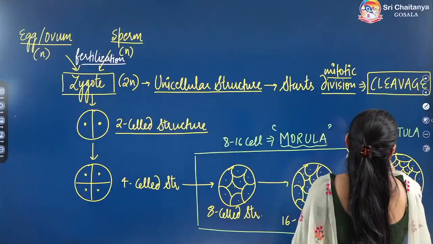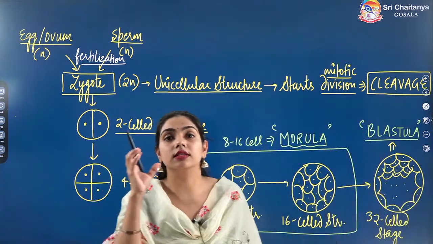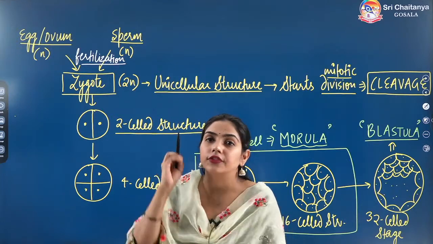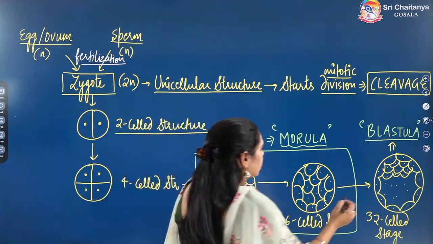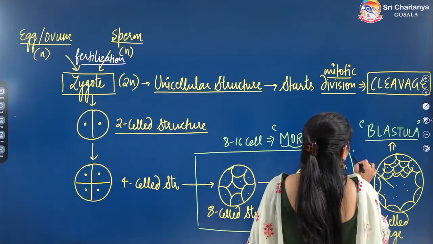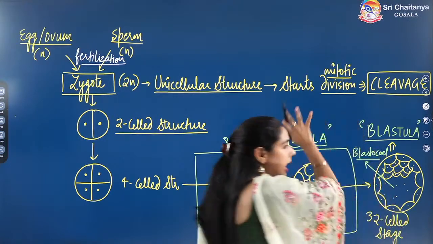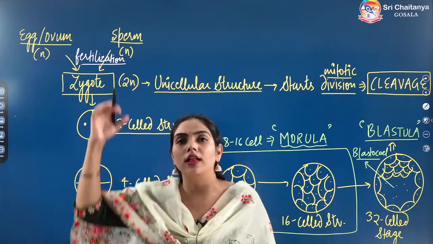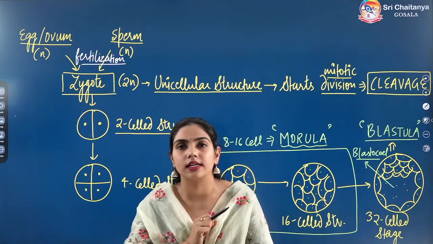So after the blastula has formed, now what will happen? This is the 32 cell stage blastula. A characteristic feature of this structure is a cavity that is known as blastocele. Here you can see this cavity is known as blastocele. I have one image in the next slide, and I will be showing you all these structures step by step, so that you will understand them better.